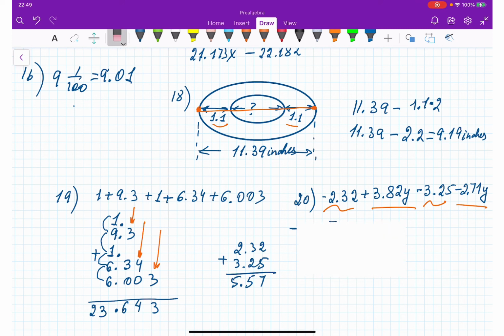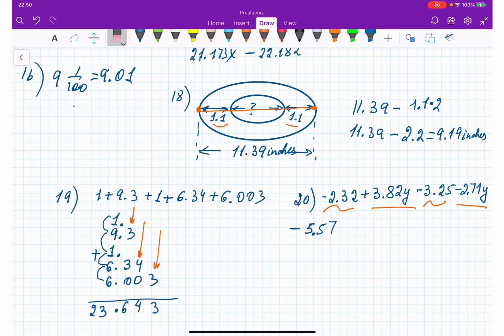Next. 3.82y and negative 2.71y. So positive, negative. I'm going to subtract. I will place at the end of this video a template of addition and subtraction of numbers with signs. Although I don't know if I did that in your course or not, but I will place a video for that. So whoever is having a hard time, you can look there.